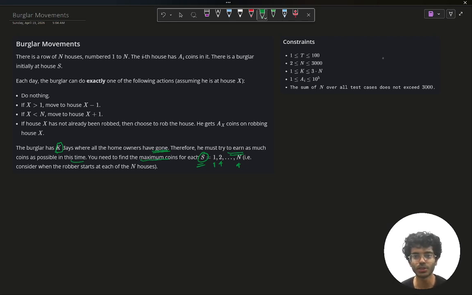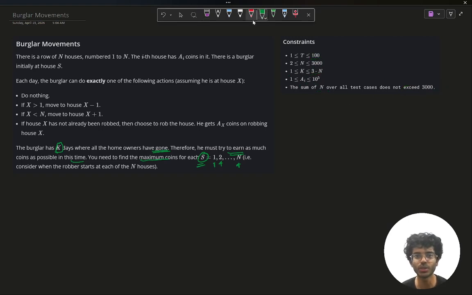Now let's see the constraints. In the first line, we are given the number of test cases, which will be between 1 and 100. In the second line, we are given the value of n, the total number of houses, and the integer k, which will be between 1 and 3n. The next line for each test case contains all the integers A_i, which will be between 1 and 10 to the power 5. The sum of n over all test cases will never exceed 3000.